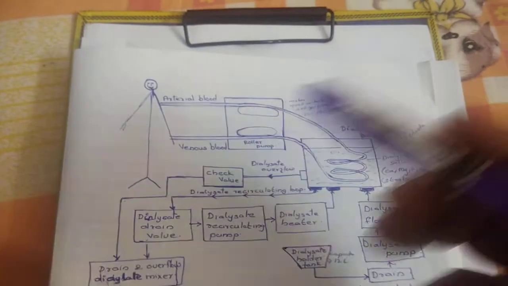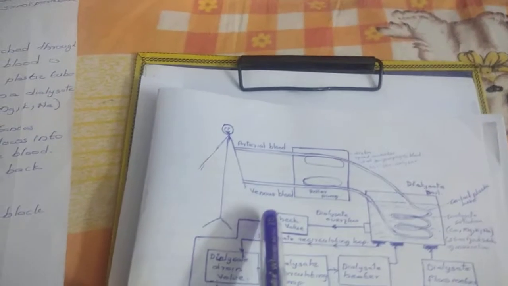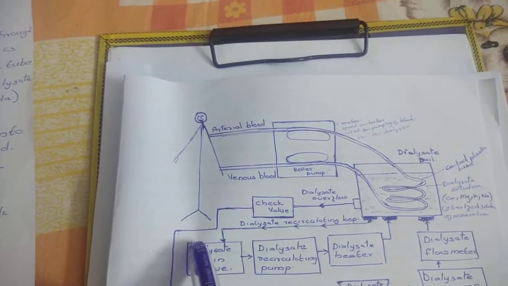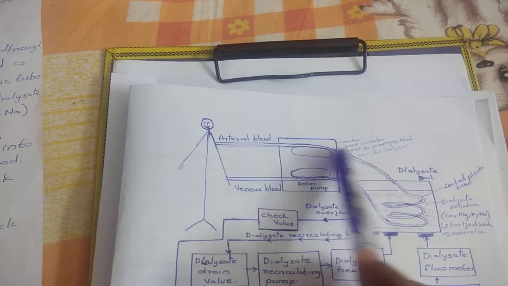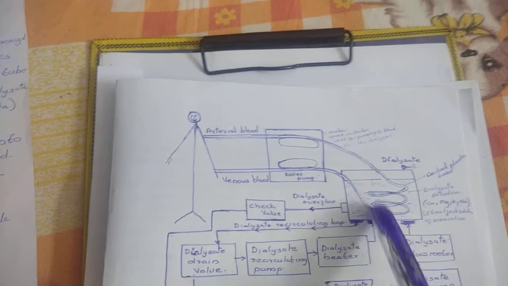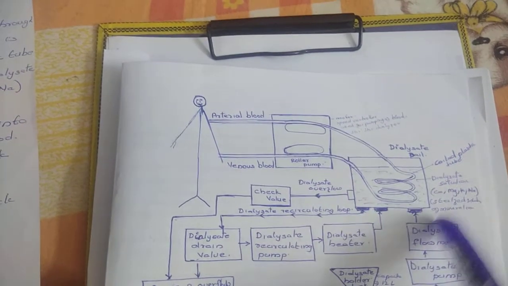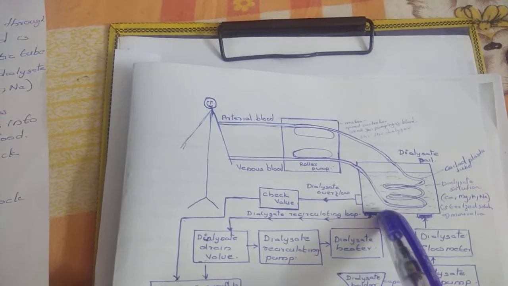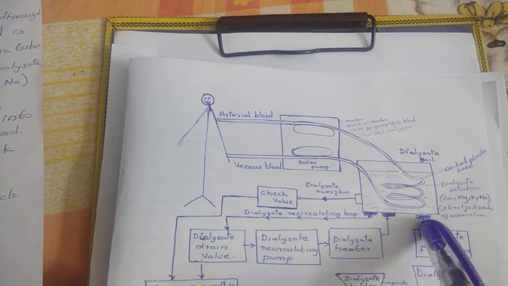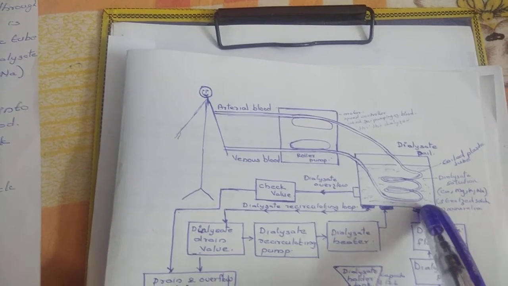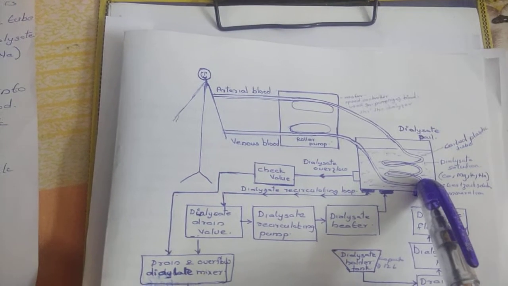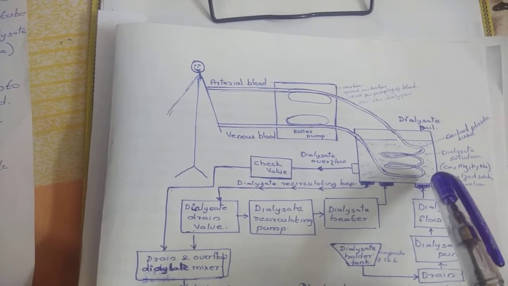Here we can see that two needles are punched to the artery and the vein of the patient. The blood is taken from the patient and is being passed through a coiled plastic tube which is immersed in a dialysis solution. This dialysis solution is a sterilized solution of minerals. This dialysis solution consists of calcium, magnesium, potassium and sodium.